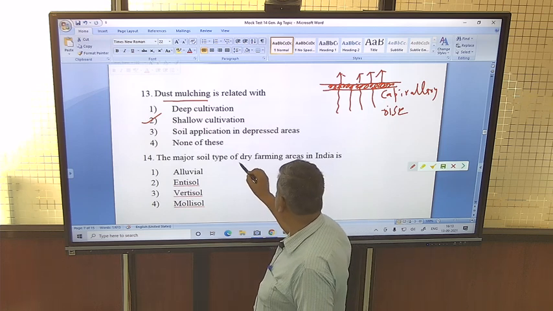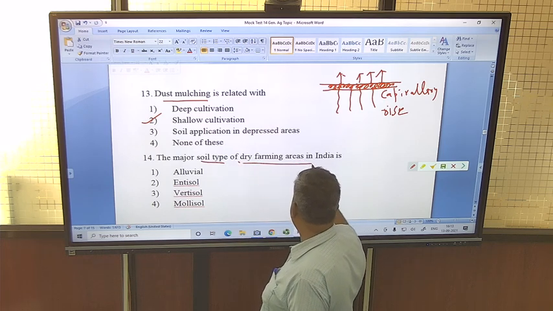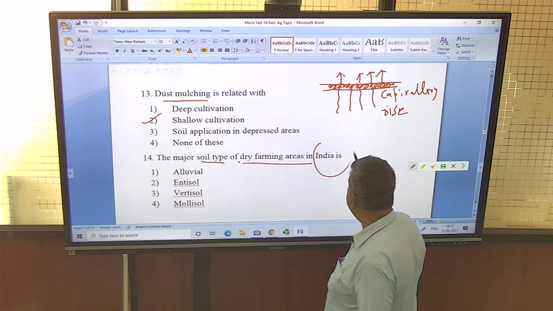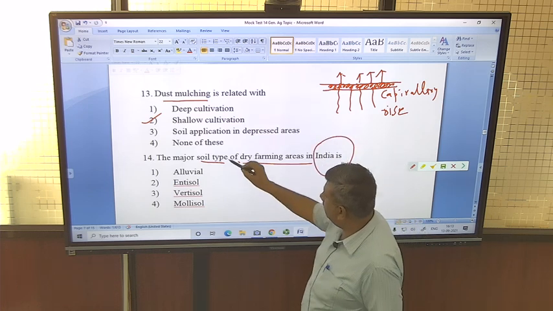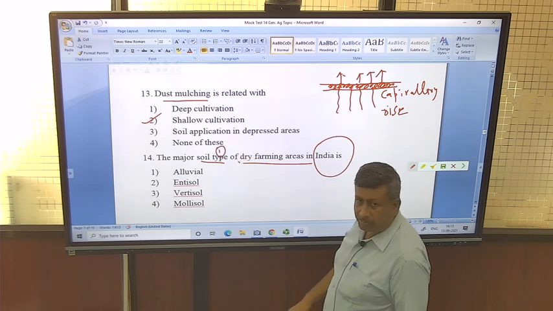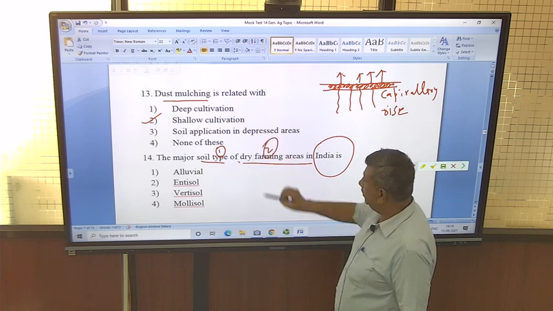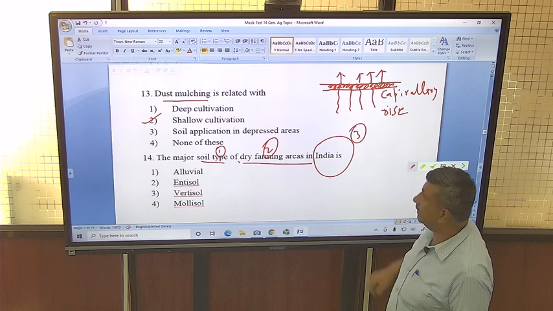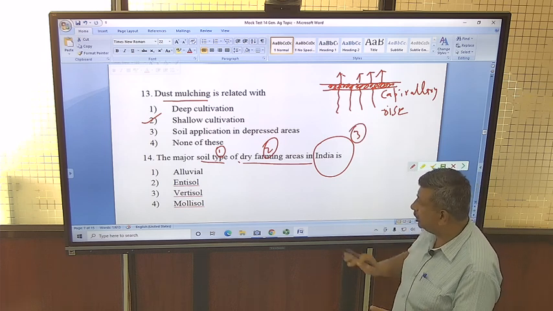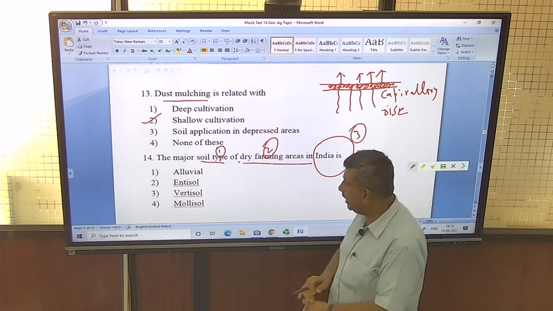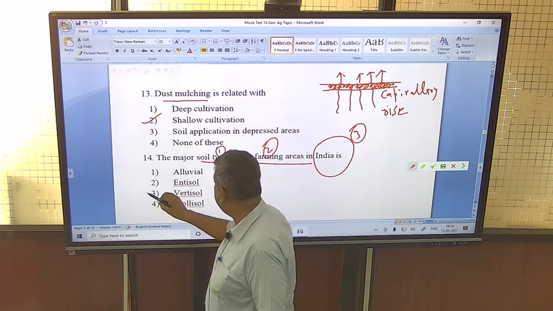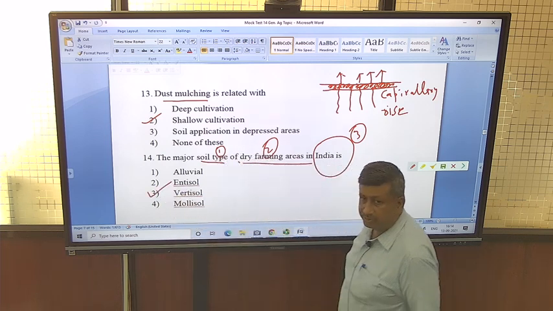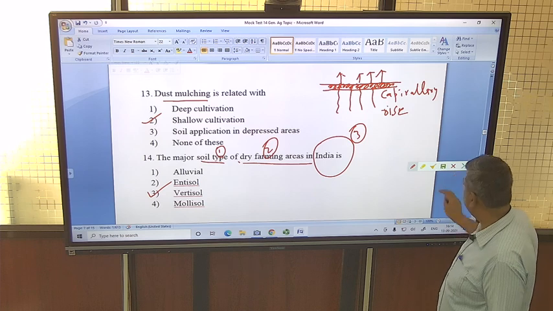The major soil type of dry farming area in India. It is an important one. It is asked about soil type, the climate is dry farming area, and the third one is in India. So in this situation, the major soil type in India in dry farming is vertisol. This is a very important question.